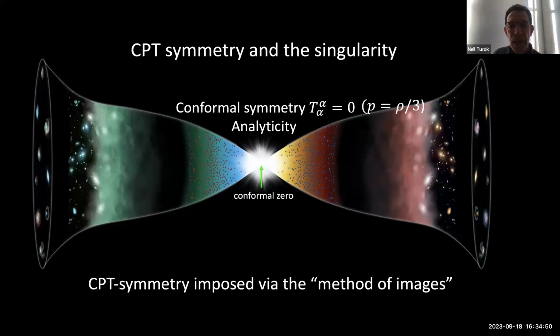which explains why the singularity is actually analytic in conformal time, is that pure radiation is conformally symmetric. So the trace of the stress tensor is exactly zero. And if the trace of the stress tensor is zero, then the Ricci scalar is zero by the Einstein equation. And that results in an analytic scale factor near t equals zero.